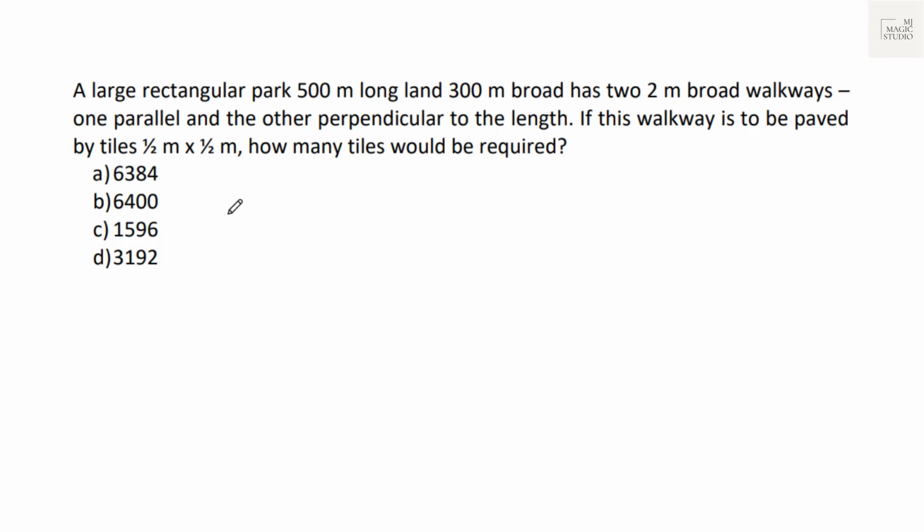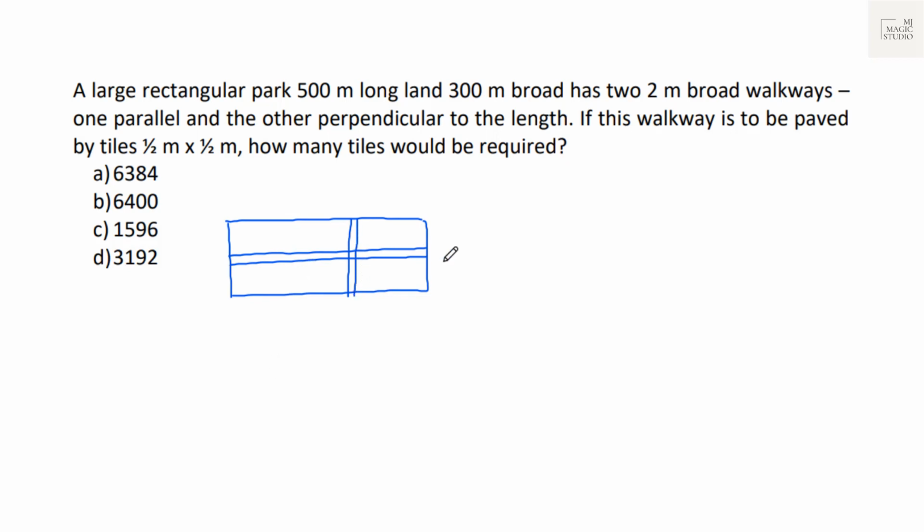Okay, let's see what we have. A large rectangular park, 500 meter long and 300 meter broad, has two 2 meter broad walkways, one parallel and one perpendicular to the length. One parallel and one perpendicular anywhere. What is the area of this parallel walkway? It is 500 into 2, that is 1000 meter square, and the area of this perpendicular one is 300 into 2, that is 600 meter square.